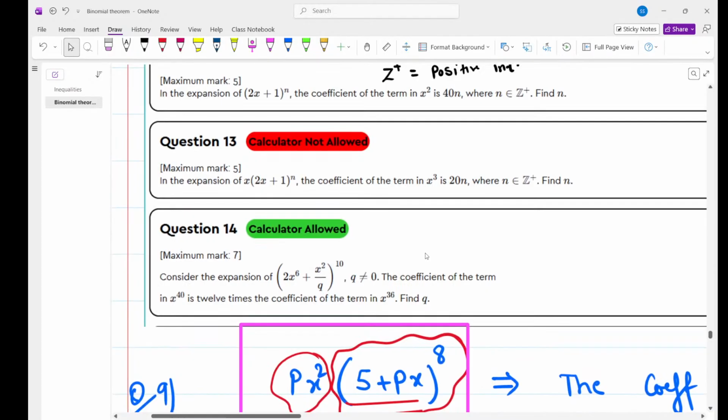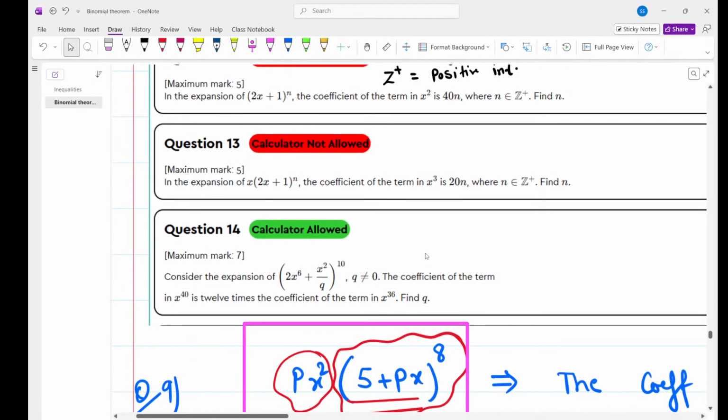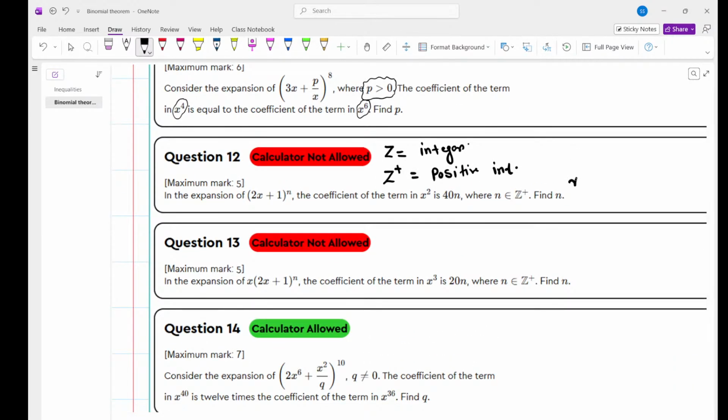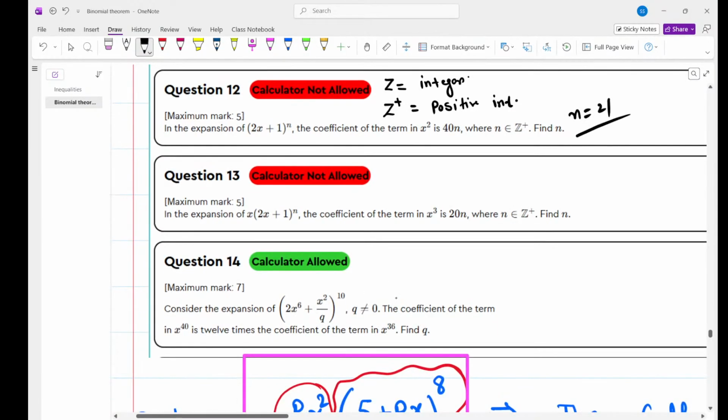So we have 12, 13, 14 left, right? 12 we have done, right? n is equal to 21. Done? n is equal to 21. So 13 and 14. You have to do this question number 13 and 14, right?